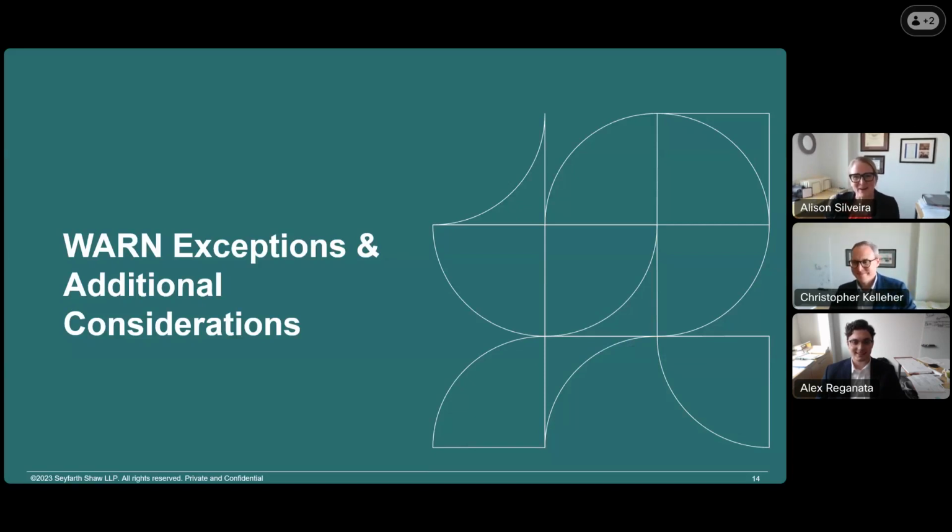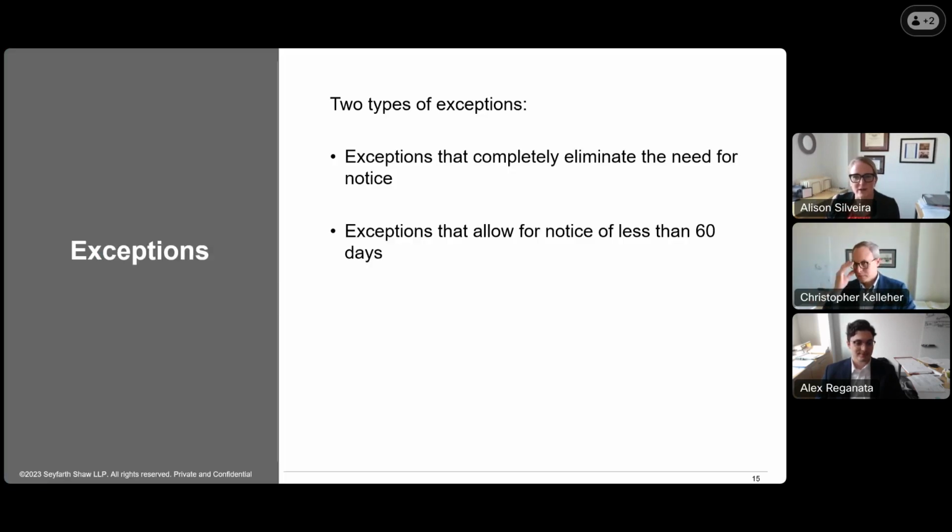Yeah. All right, so there are a handful of exceptions to WARN's notice requirements where notice either is not required at all or where it can be given with less than 60 days advance warning. So let's go to the next slide, Brooke, sorry.